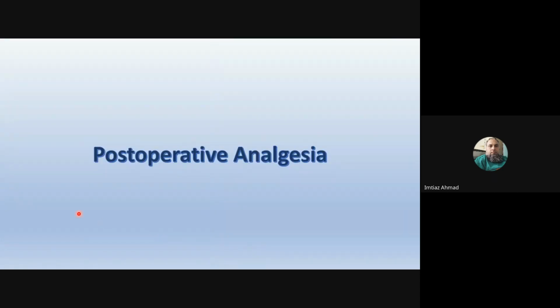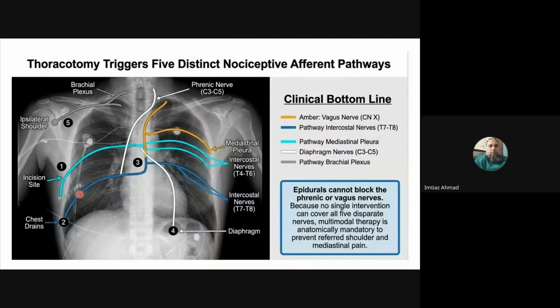Now, post-operative analgesia, the most important component of thoracic surgery. Thoracotomy triggers 5 distinct nociceptive afferent pathways. First is the incision site, where the nerves which take the pain sensation are T4 to T6. Second is the chest drain. Nerves involved are T7 and T8.